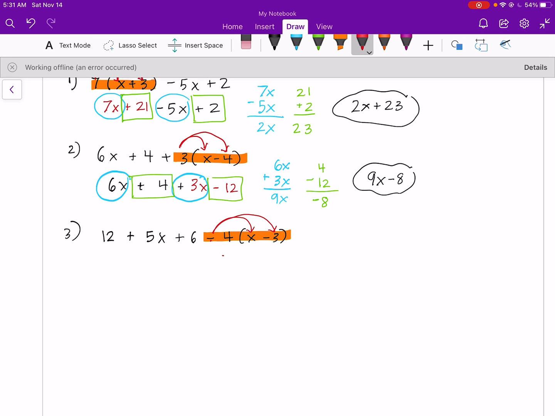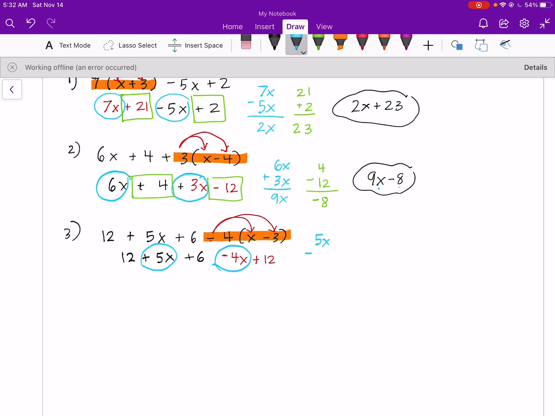So negative 4 times x is negative 4x. Negative 4 times negative 3, 2 negatives, so that makes that a positive. Good. And we're going to bring everything else down because I didn't do anything with it. 12 plus 5x plus 6. All I was taking care of was the distributive property. All right, collect like terms. I'm going to start with my x just like I did before, even though that's not my first term here, because I know when I write it, I have to write an x and then the constant. So I'm going to start with collecting my 5x minus my 4x.